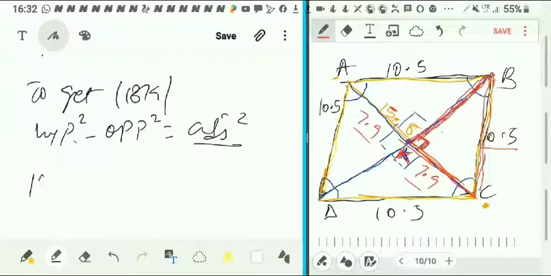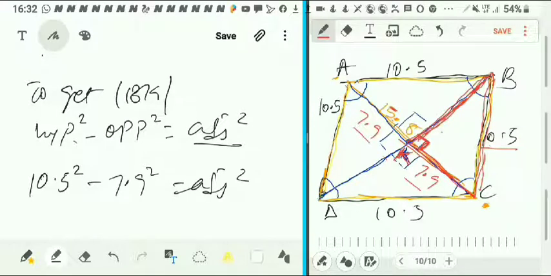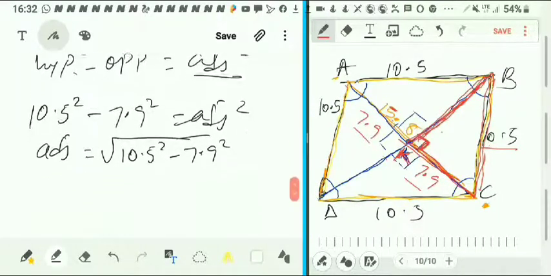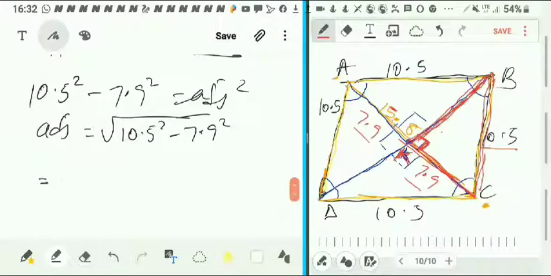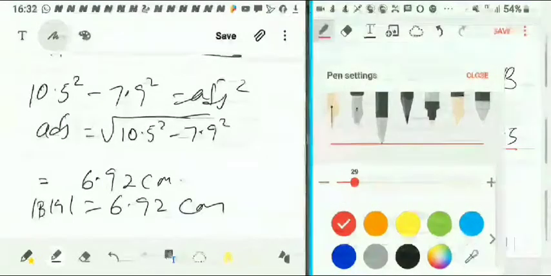So the hypotenuse squared is 10.5 squared, minus the opposite, 7.9 squared, equals adjacent squared. Taking the square root of both sides, the adjacent is the square root of 10.5 squared minus 7.9 squared. When you do the arithmetic, you get 6.92 cm. So BK is 6.92 cm, but this is just BK here.